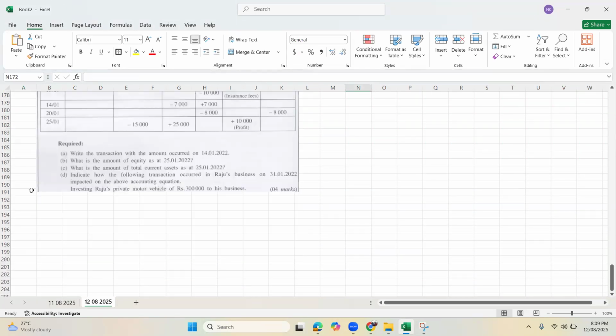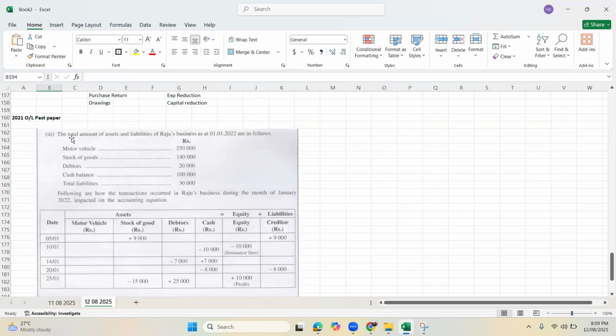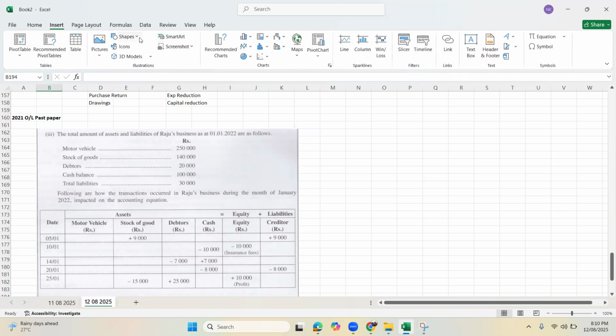Remember, at home, right? We'll read the total amount of the assets and liabilities of Raju's business as at 1st Jan 2022 are as follows: motor vehicle, stock of goods, debtors, cash balance, total liabilities. Now see, they have given some assets and the liability. Can you find the capital? How do you find the capital here?